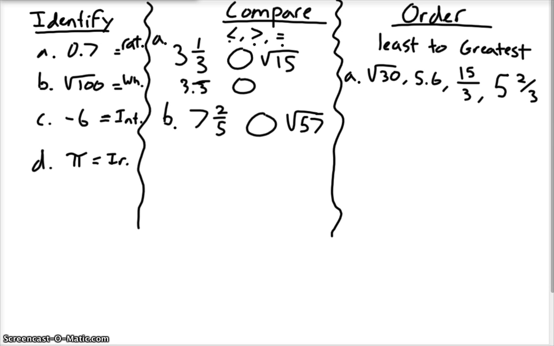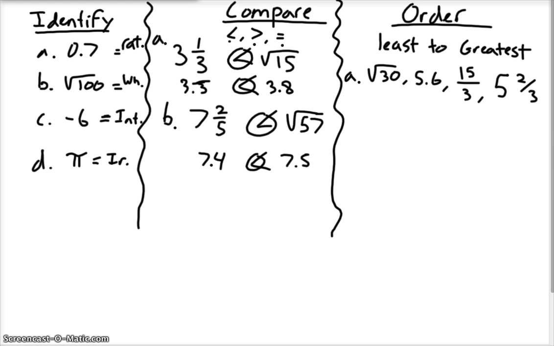Oh, I'm pushing the wrong button. I get 3.8. So I know that now the square root of 15 is greater than 3.8. So do the same thing. 7 2/5 is 7.4. And the square root of 57 is 7.5. So I know that this is greater than. Okay, simple, breaking it down using your calculator.